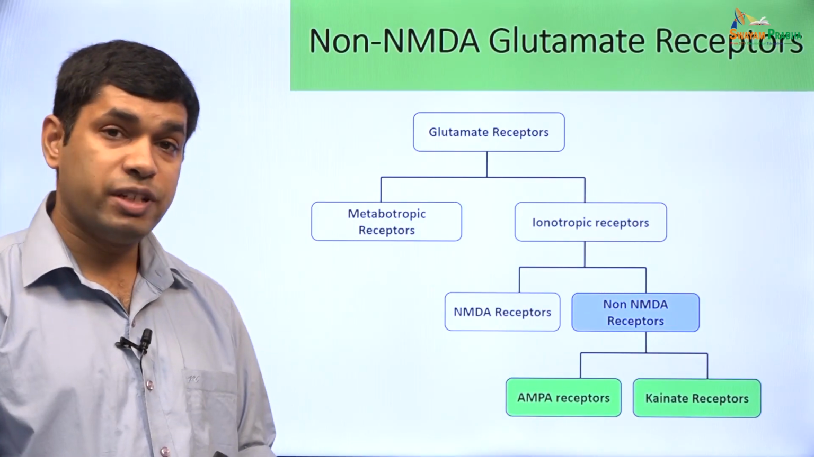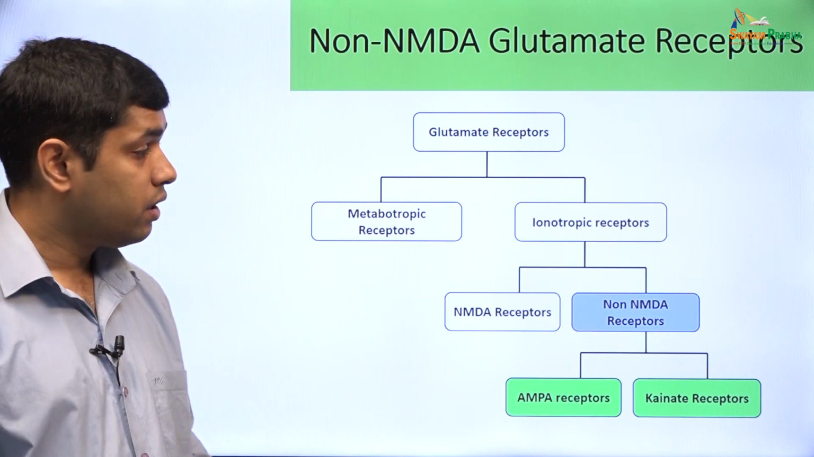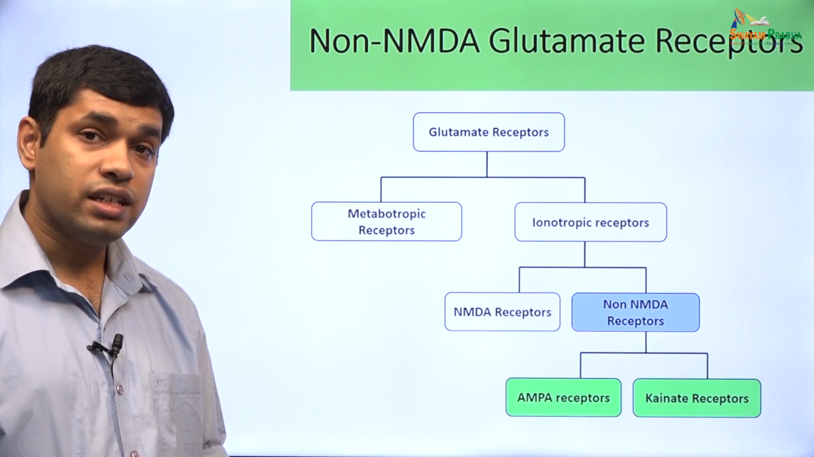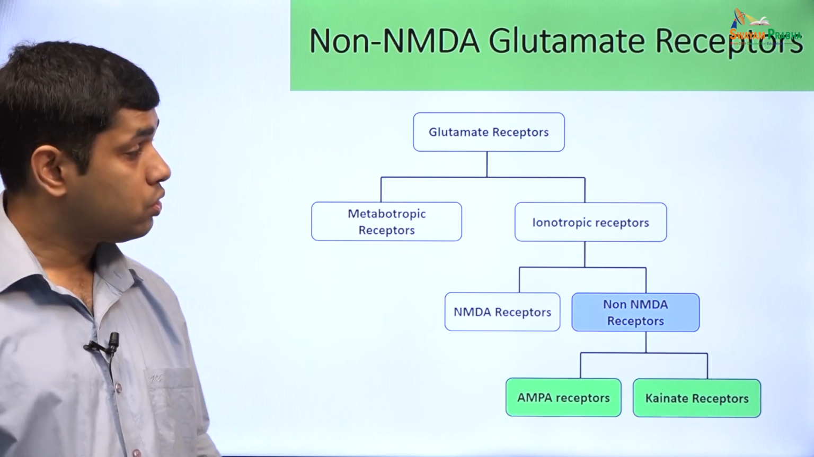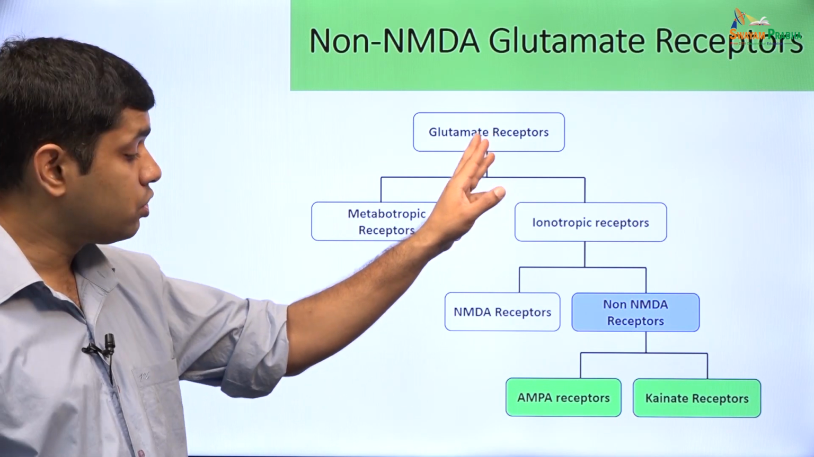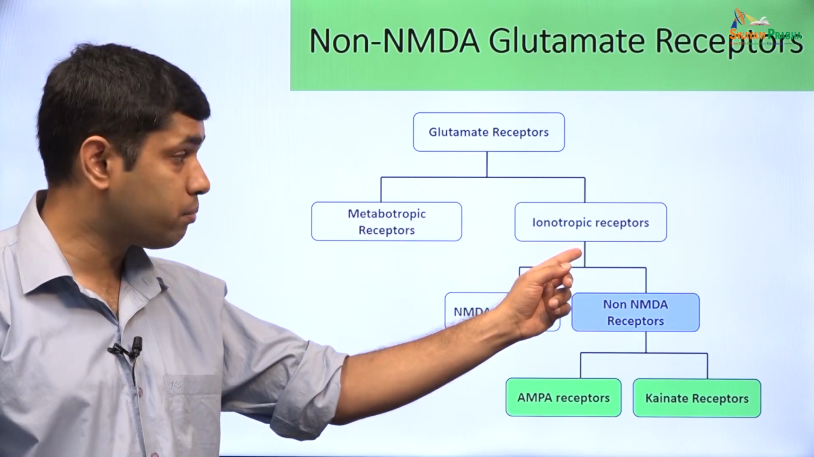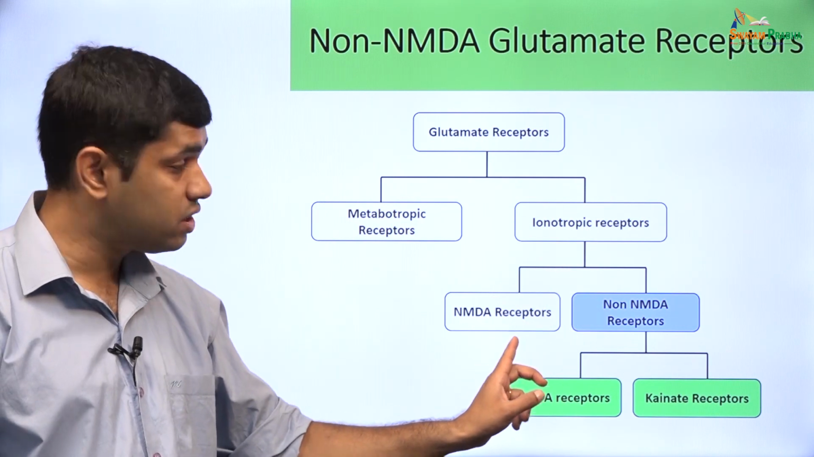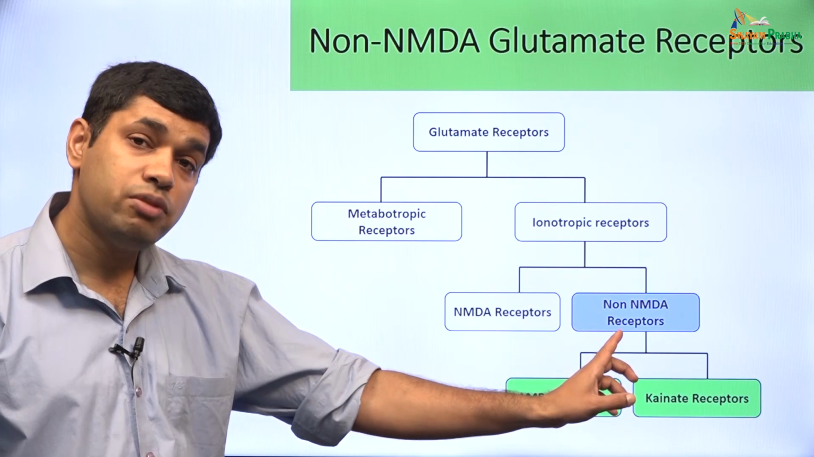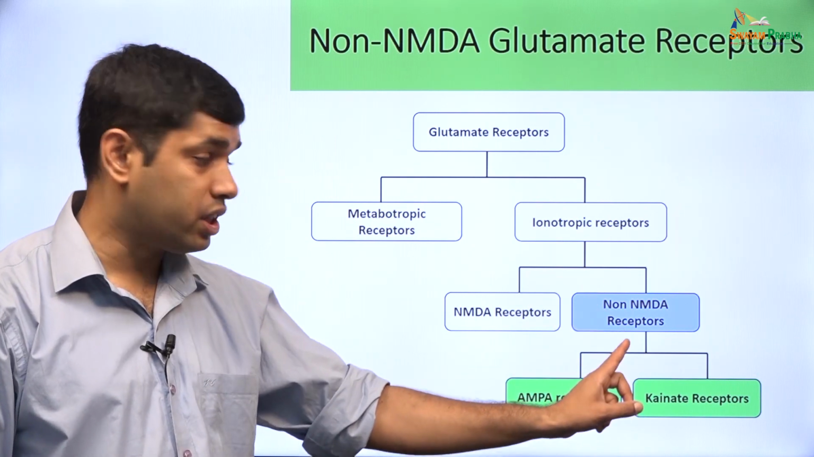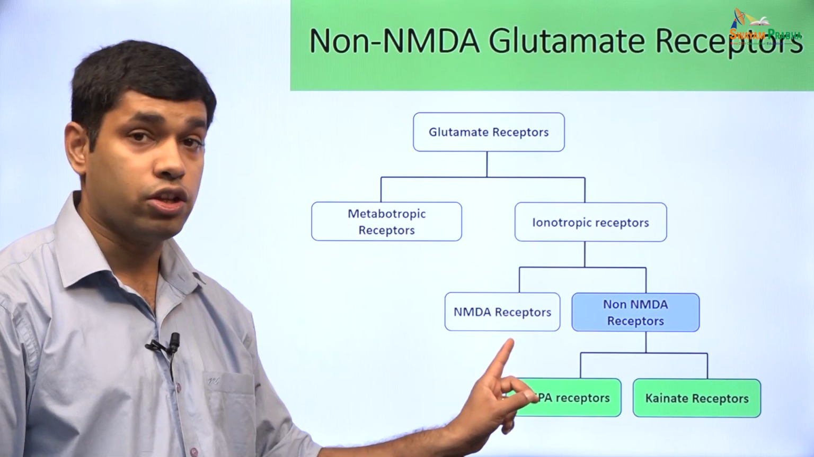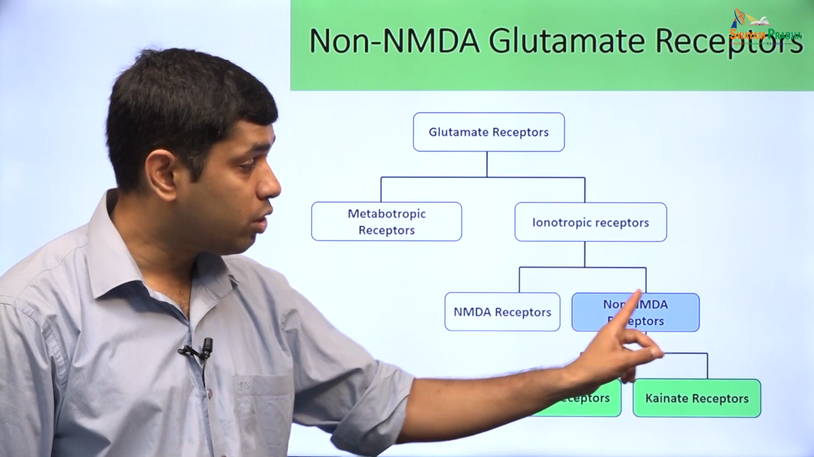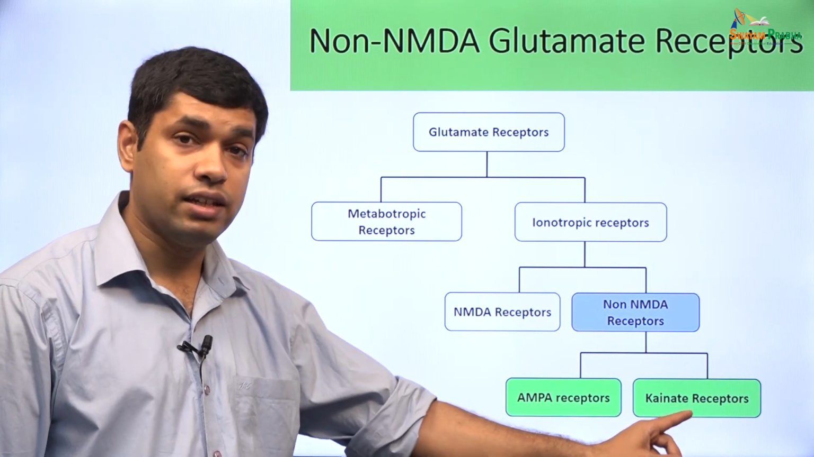The next type of non-specific monovalent cation channels that we'll discuss is the non-NMDA glutamate receptors. Now, we know that glutamate is an excitatory neurotransmitter. If you look at the different glutamate receptors, you could classify them as metabotropic receptors or ionotropic receptors. These ionotropic receptors are actually ion channels themselves. These can be classified into the NMDA receptors and the non-NMDA receptors. The non-NMDA receptors are non-specific monovalent cation channels, whereas the NMDA receptors are non-specific cation channels. They also permit calcium. So when we're talking about the non-specific monovalent cation channels, we will talk about the non-NMDA receptors, which are the AMPA receptors and the kainate receptors.